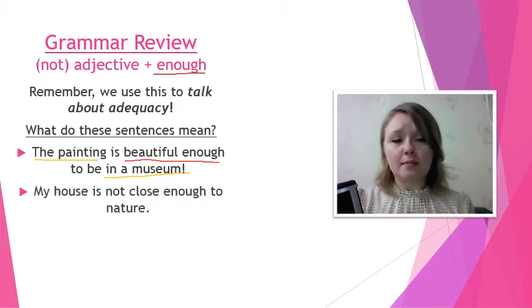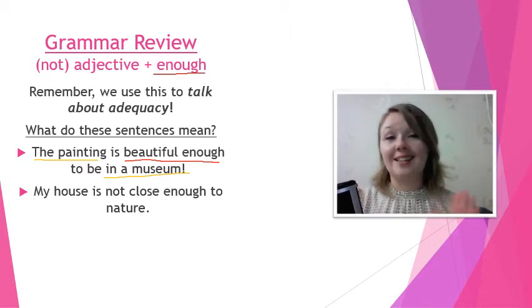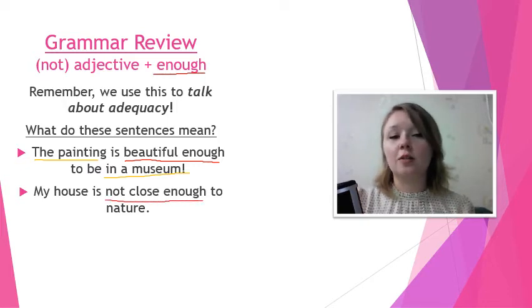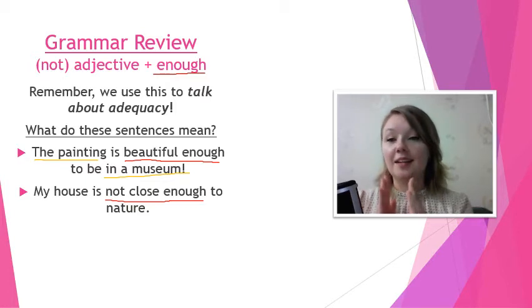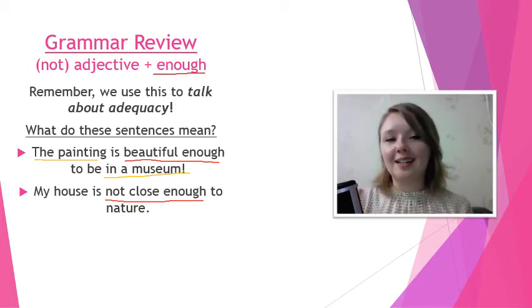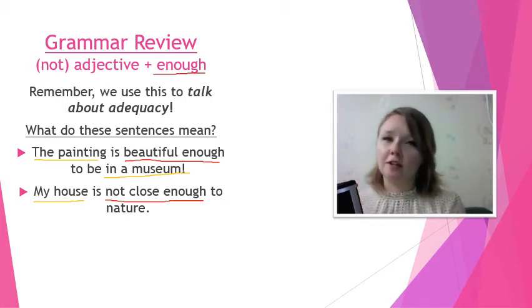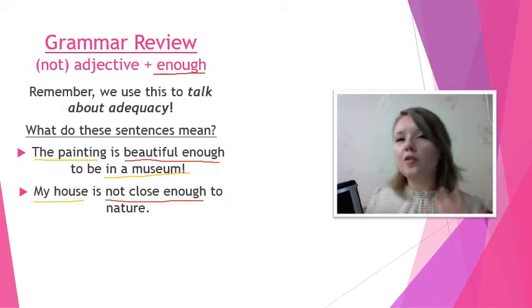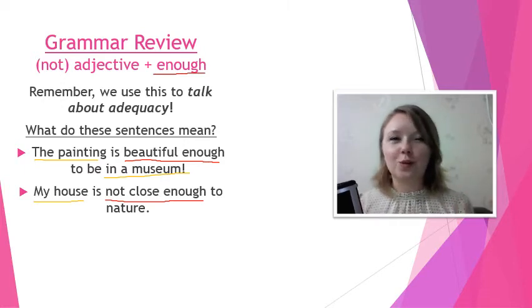Number 2, my house is not close enough to nature. Here we're using the negative form, not close enough. Close is an adjective that means near, right? My house is not close enough to nature. So what does this mean? This means I think that my house needs to be closer to nature. I am too far away from nature and I don't like it.